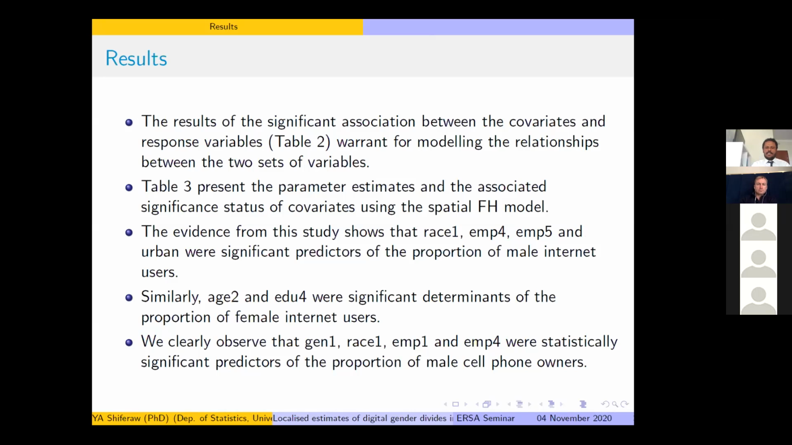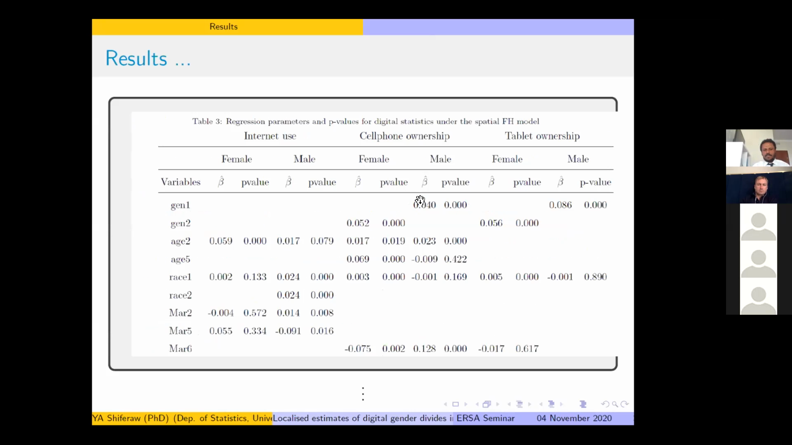After that, the significant association between the covariates and the response variable warrants modeling the relationship between the two sets of variables. The tables represent the parameter estimates. Let me show you. I don't know if you can see, because it was too big when I put it in my Beamer slide, so I took a snapshot and put it this way. I don't know if you can see it.